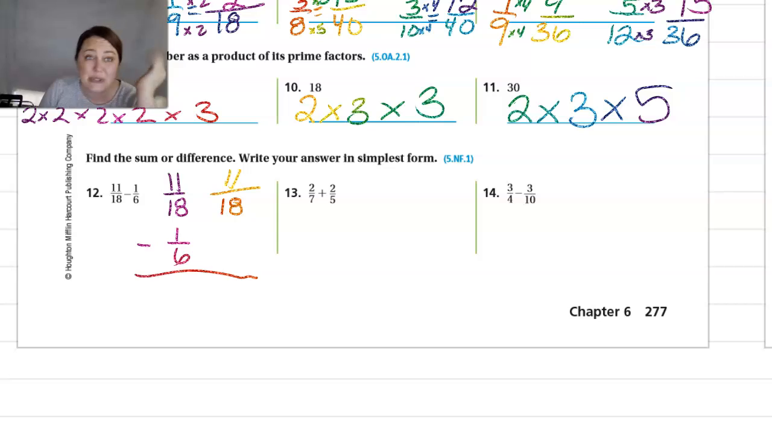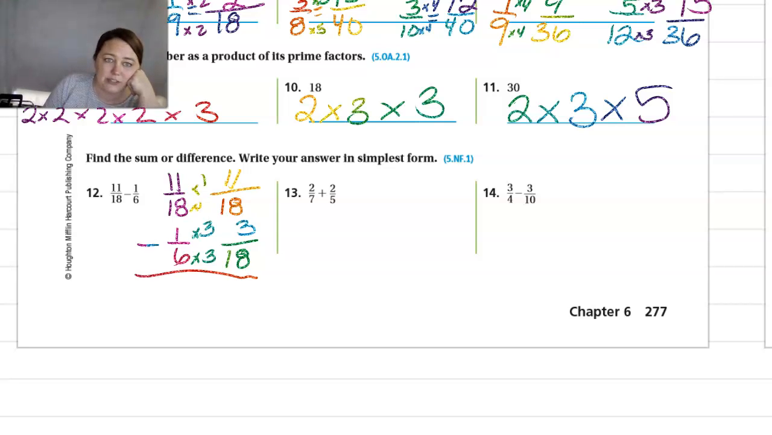My top number is super easy to get to 18 because it's times 1. My bottom number is a little bit harder. 6 times 3 is 18. 1 times 3 is 3. Then I need to remember I'm subtracting. 11, 10, 9, 8.